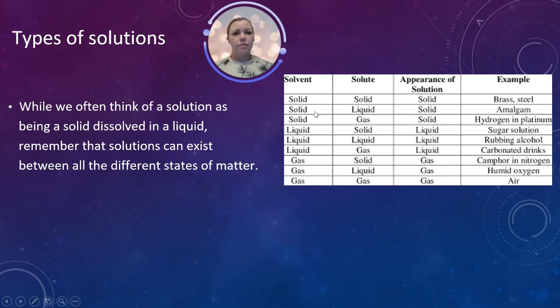You can have a liquid dissolved in a solid solvent, and that would be an amalgam. Okay, you often hear things like that, like with tooth fillings, right? So you often hear that as an amalgam filling. You can have a gas dissolved in a solid, which is harder to think about, but that happens with things like hydrogen dissolved in platinum. You can have a solid dissolved in a liquid, which is what we probably most often think about. So that would be something like a sugar solution. You can have a liquid dissolved in a liquid, like rubbing alcohol. You can have a gas dissolved in a liquid. We see that with carbonated drinks, which we're going to talk about more in just a second. You can actually, believe it or not, have a solid dissolved in a gas. So that would be like camphor in nitrogen.